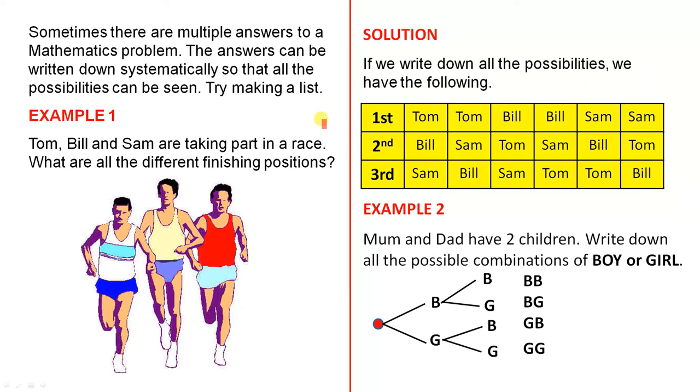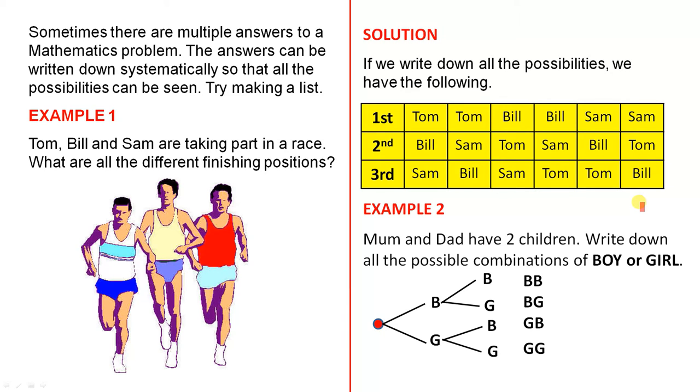Example 1. Tom, Bill and Sam are taking part in a race. What are all the different finishing positions? Solution. If we write down all the possibilities, we have the following. So the positions of first, second and third can be filled this way. Tom, Bill, Sam; Tom, Sam, Bill; Bill, Tom, Sam; Bill, Sam, Tom; you can have Sam, Bill, Tom, or Sam, Tom, Bill. So there are 6 different finishing positions.